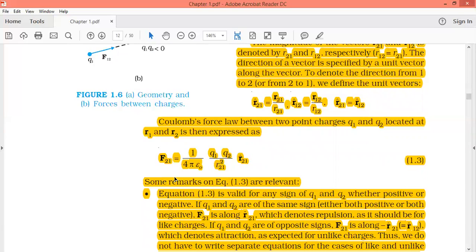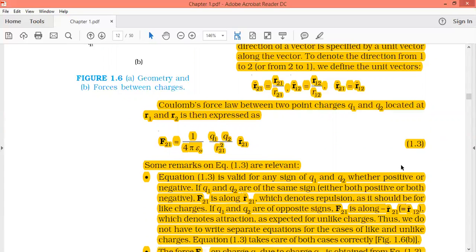So here we have some remarks from this equation. Just discuss that. The equation is valid for any sign of Q1 and Q2, whether positive or negative, because we are taking the magnitude. If you take the magnitude, whether it is positive or negative, it becomes positive only. So the same equation is valid for any sign.